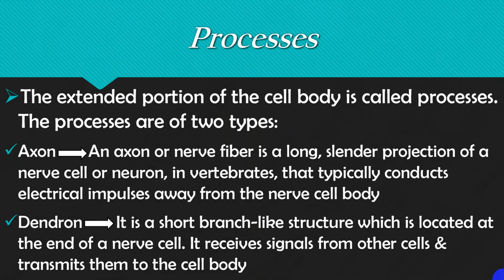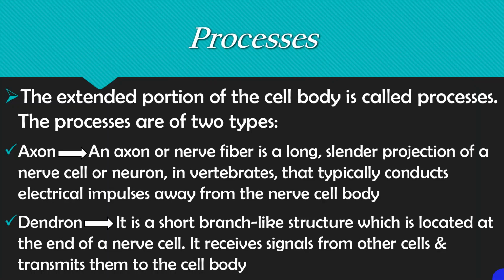The processes. The extended portion of the cell body is called processes. As you have seen in the picture before, there is this main body part and then there's this tail-like extension. The tail-like extension is called processes. The processes are of two types. Number one, axon, and number two, dendron.